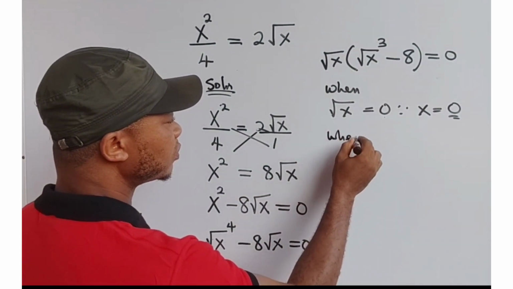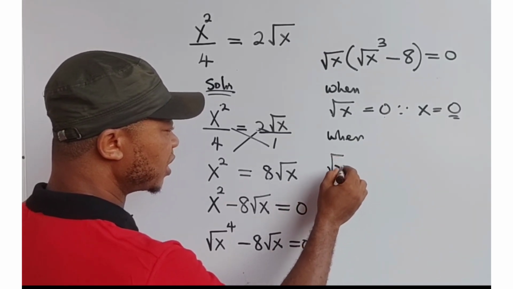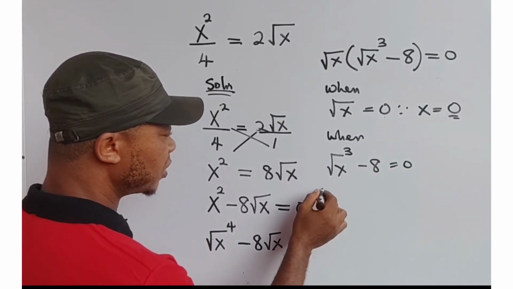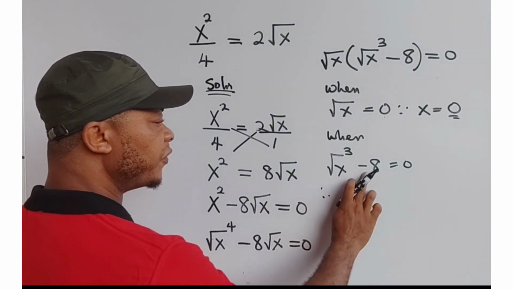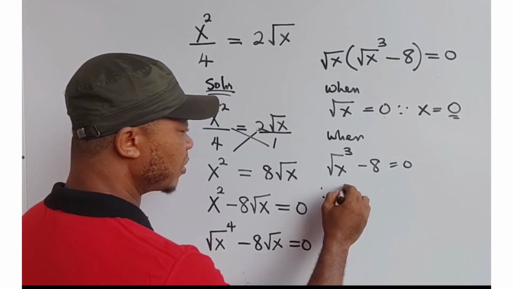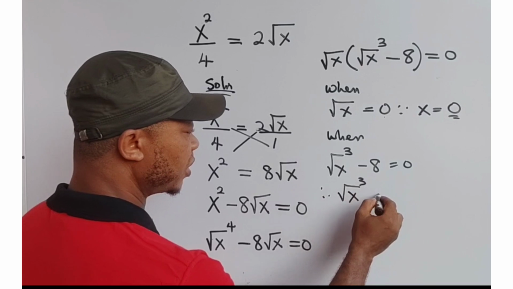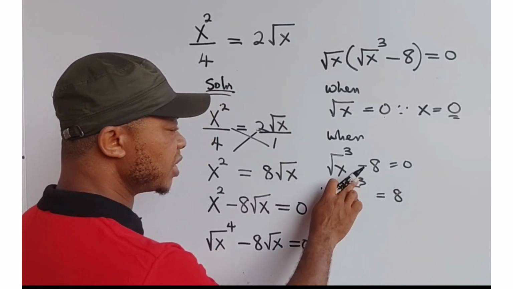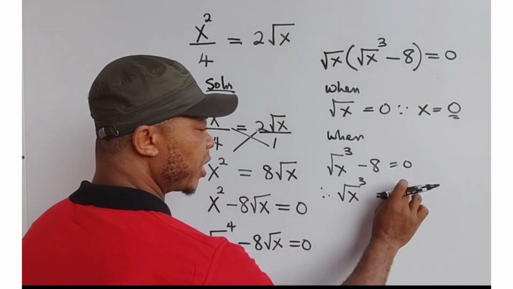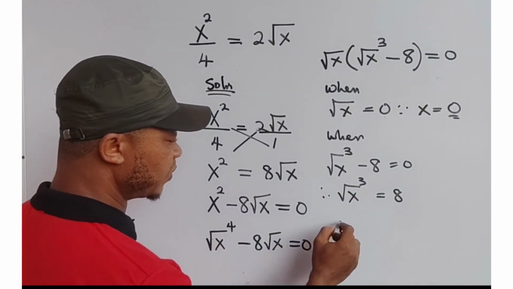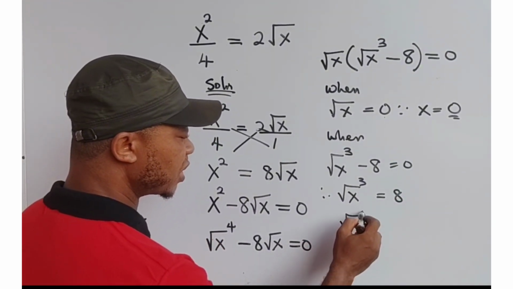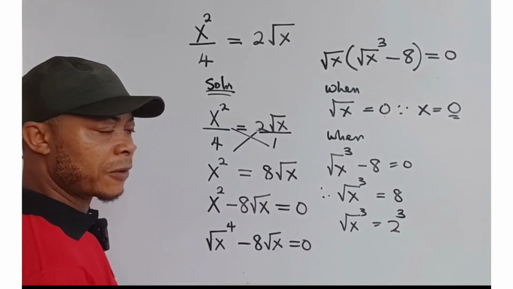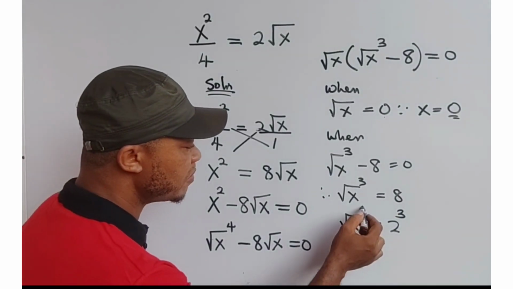When root x raised to power 3 minus 8 equal to 0, therefore, let's move 8 to the right side. This becomes root x raised to power 3 equal to plus 8. And since this is in index form, let's express 8 in index form. This will be root x raised to power 3 equal to 8, which is the same as 2 raised to power 3. Now you see they have the same powers.